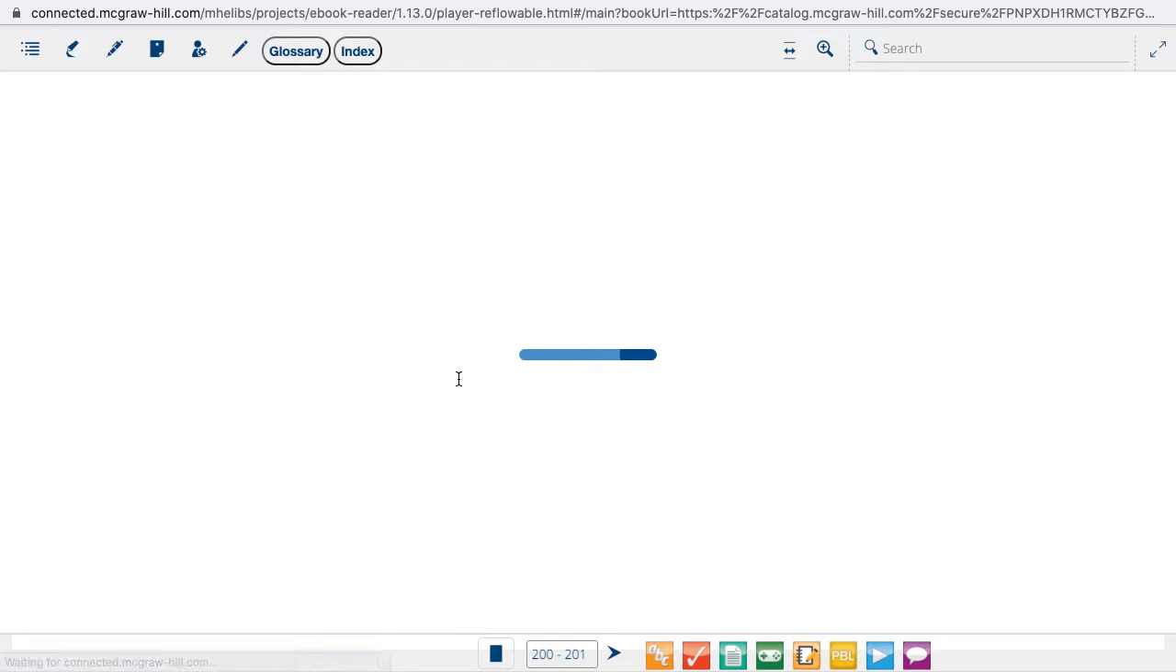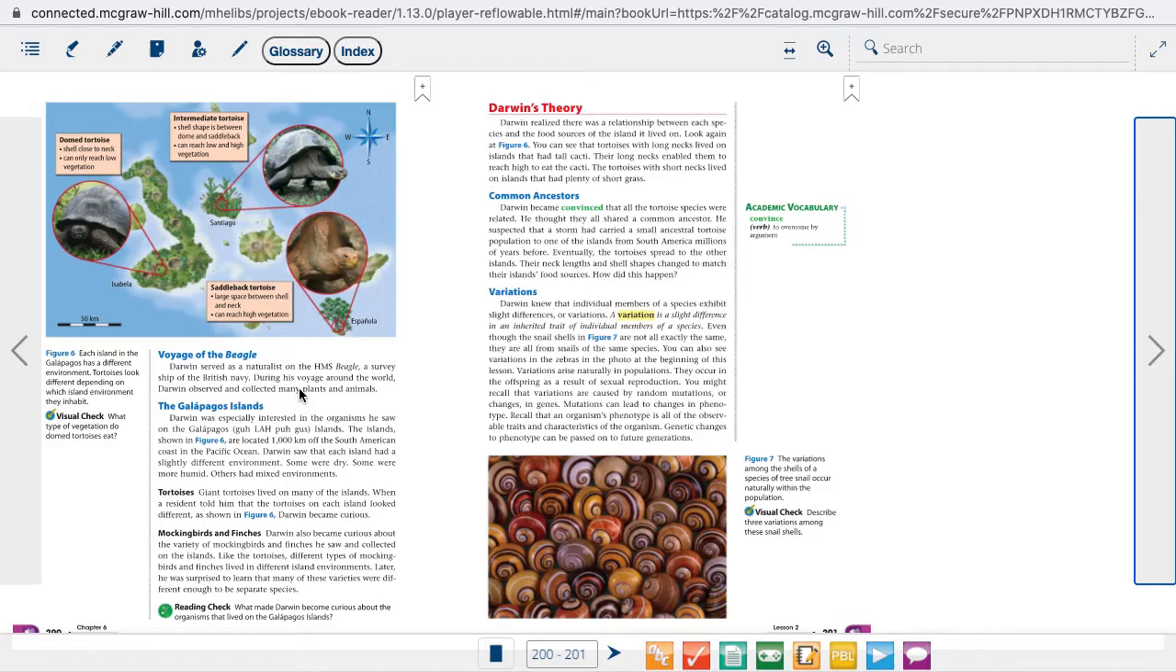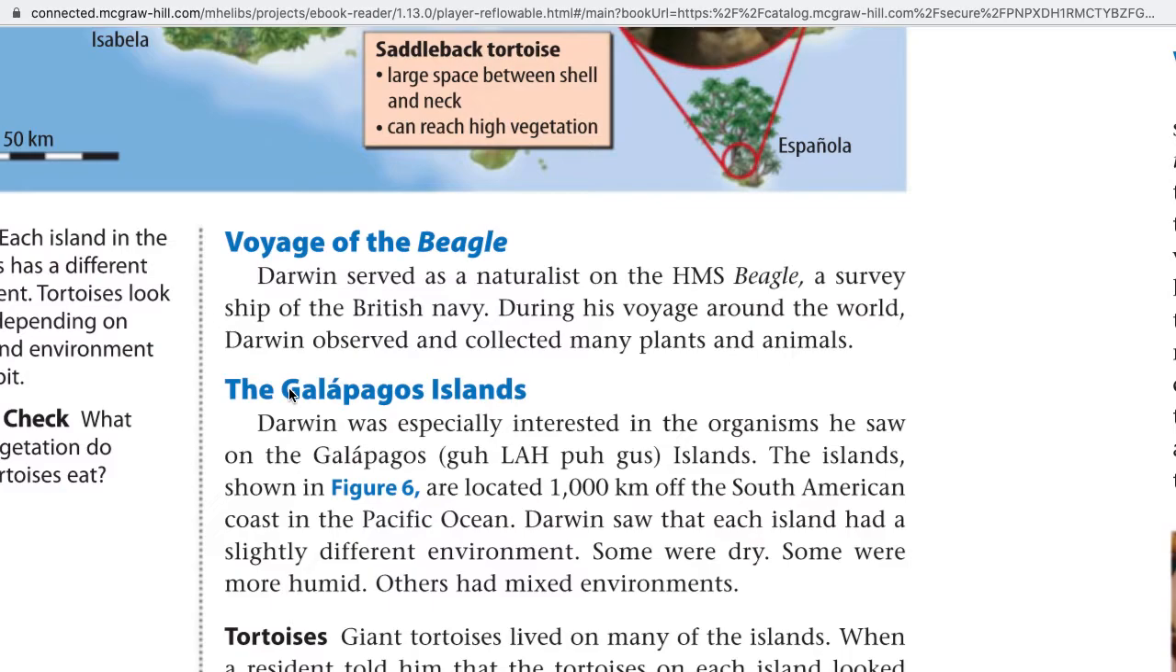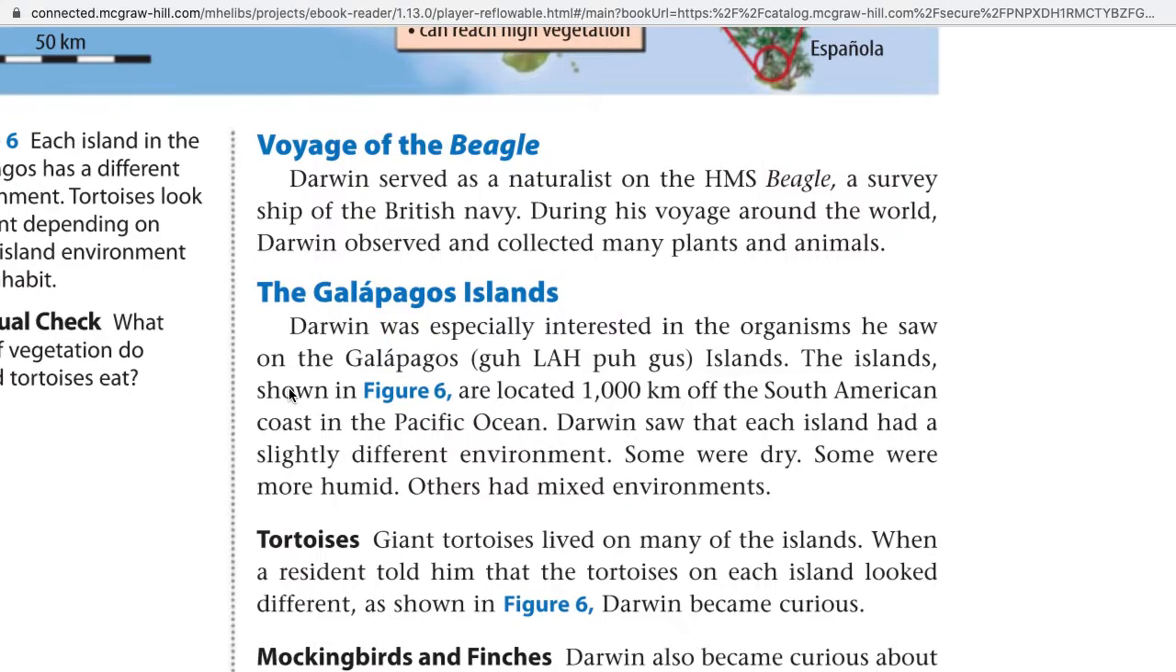Voyage of the Beagle. Darwin served as a naturalist on the HMS Beagle, a survey ship of the British Navy. During his voyage around the world, Darwin observed and collected many plants and animals. Darwin was especially interested in the organisms he saw on the Galapagos Islands. The islands, shown in Figure 6, are located 1,000 kilometers off the South American coast in the Pacific Ocean. Darwin saw that each island had a slightly different environment. Some were dry, some were more humid, others had mixed environments. Okay. Tortoises.